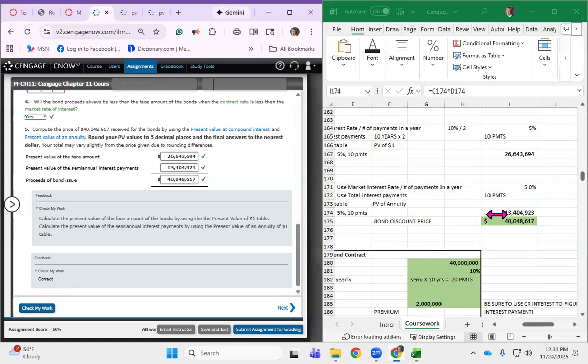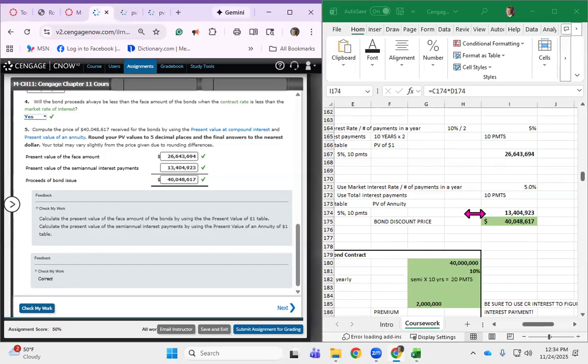Well, that's fine. I don't mind if you do. If you learn that there are two pieces to a bond price, that will help. You've got to find the present value of the face, and the present value of the annuity payments or the interest payments, and add those two numbers together.